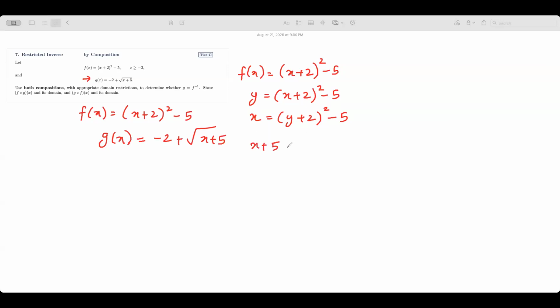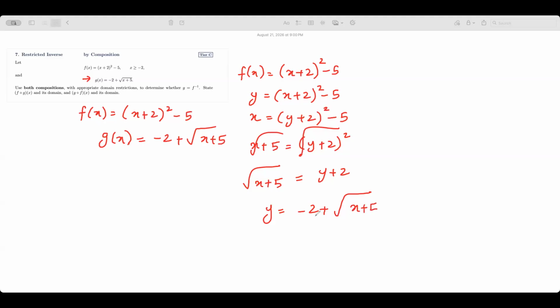x plus 5 will be equal to (y plus 2) the whole square. Then take the square root on both sides. y plus 2 will be equal to the square root of x plus 5. So y will be equal to minus 2 plus the square root of x plus 5. Do you see it, guys? That is your f inverse of x. I am saying use both compositions. Yeah, this is correct. Make sense?